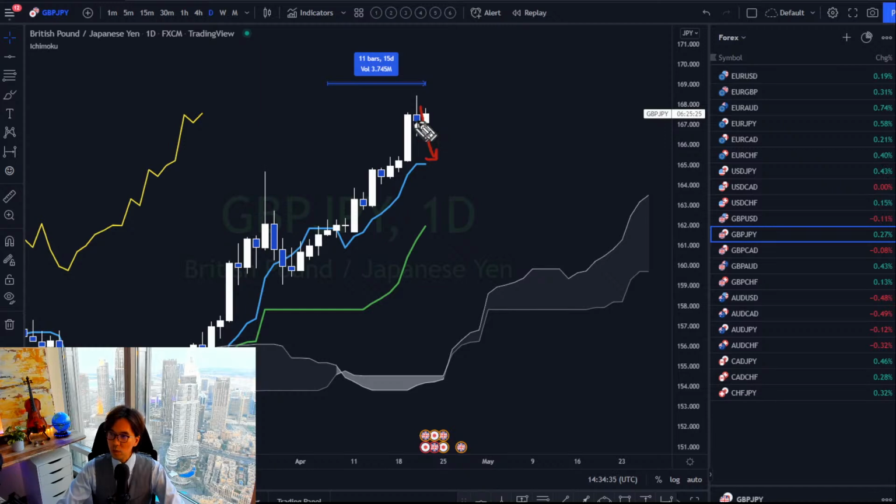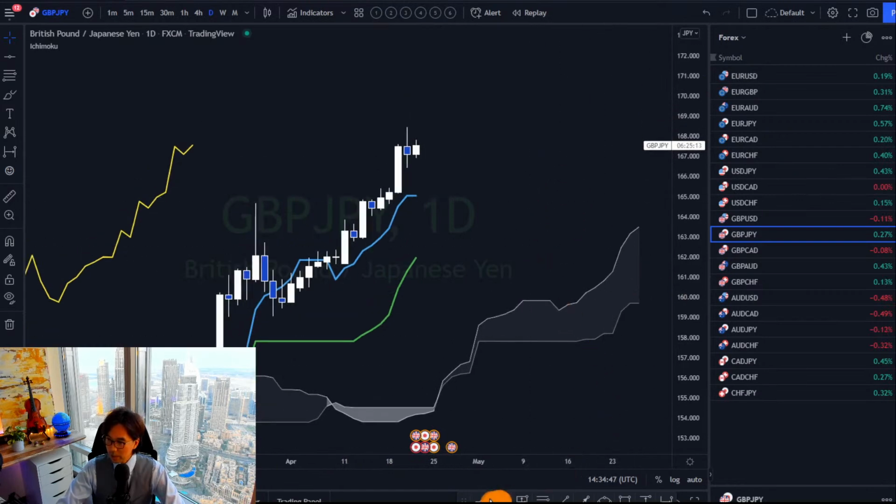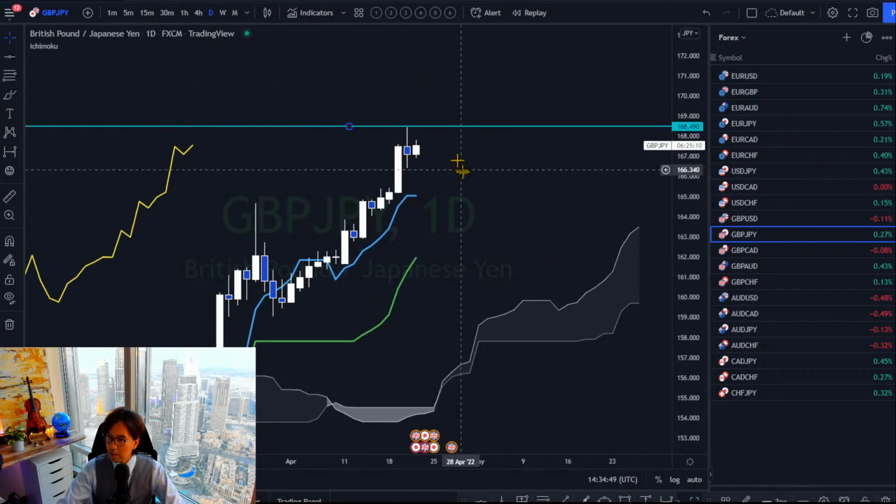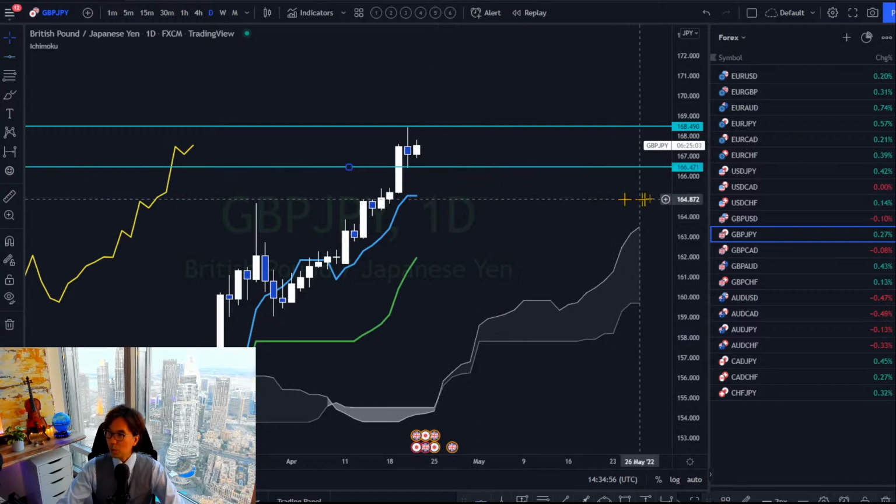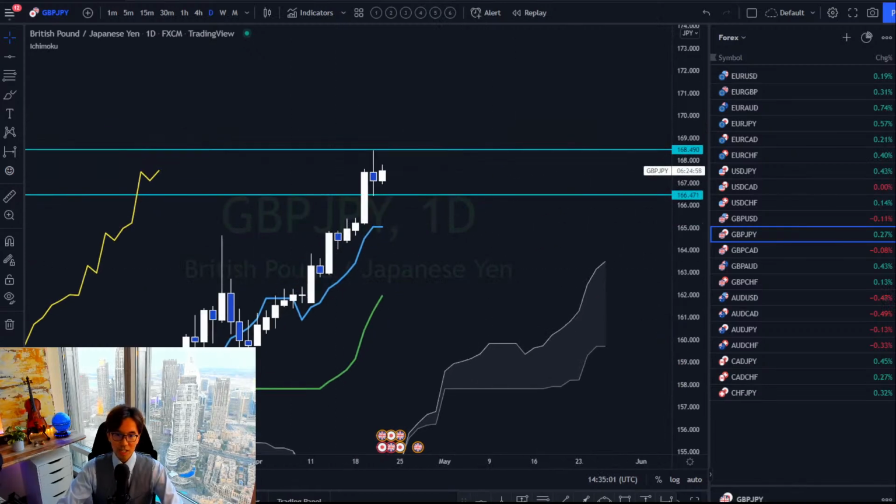So since we had the previous doji candle like this, we have to wait for the break of the previous high or low on the previous day. So it's either 168.49 breakout bullish or 166.47 bearish. And once it goes bearish, then the initial target is going to be on a daily Tenkan Sen.